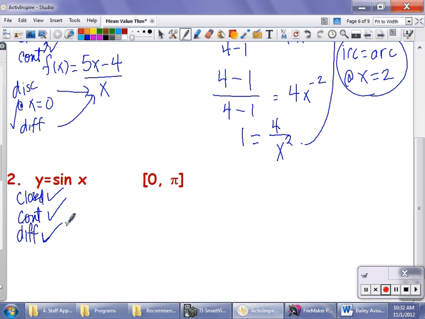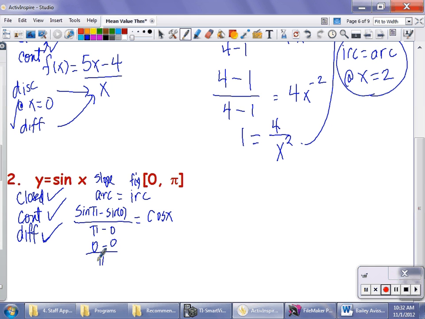So start with your guiding: average rate of change is equal to instant rate of change. That means slope and derivative. So I have sine of pi minus sine of 0, there's my change in y, over change in x, pi minus 0, is equal to the derivative. The derivative of sine is cosine of x. Simplifying that, the sine of pi, the y value, remember sine is the y value, is going to be 0, minus 0 over pi. And that's going to be 0 equal to cosine of x.